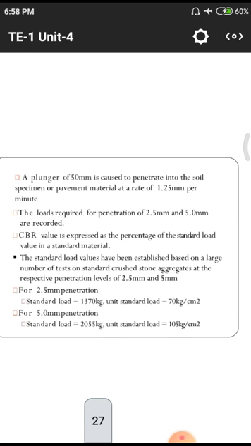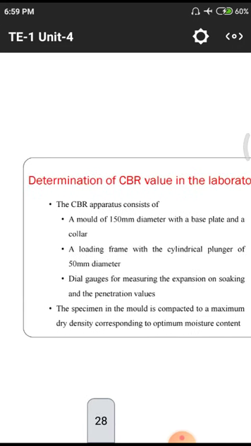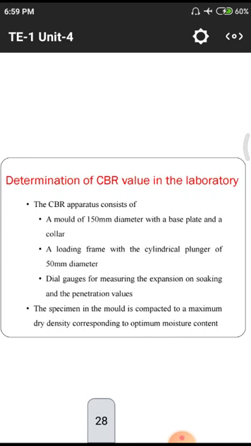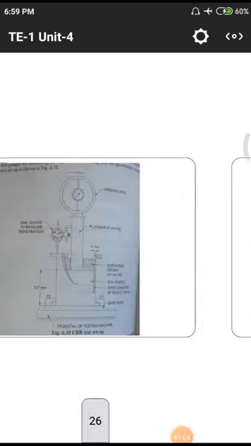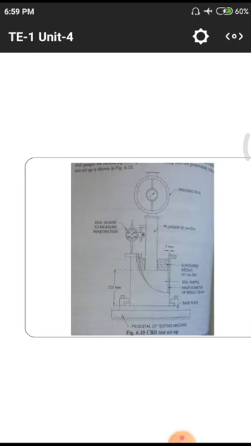simply half of our fingertip, that means half inch by half inch. 1 inch is normally 2.54 centimeters. 1 centimeter square is a very small thing, so that small area will have to bear 70 kg of load. After 5 mm of penetration, the standard load is 2055 kilograms, and the unit standardized load is equal to 105 kg per cm square. Those are the load values taken in the CBR test. This is the total equipment we have to use.